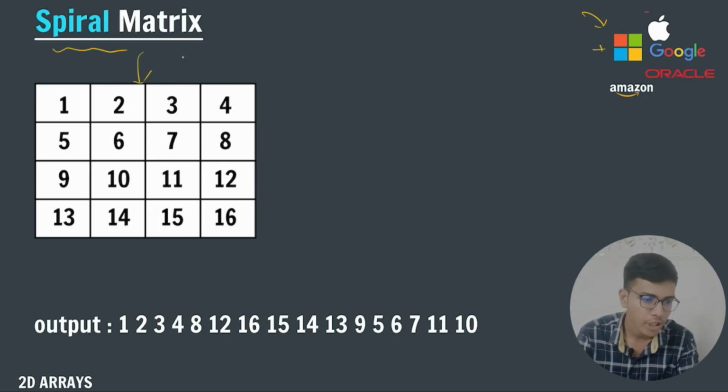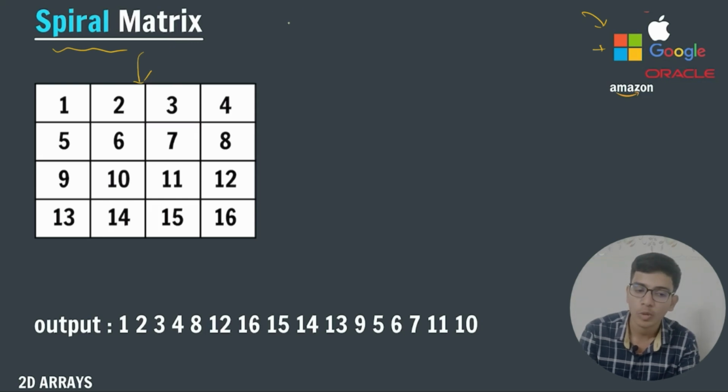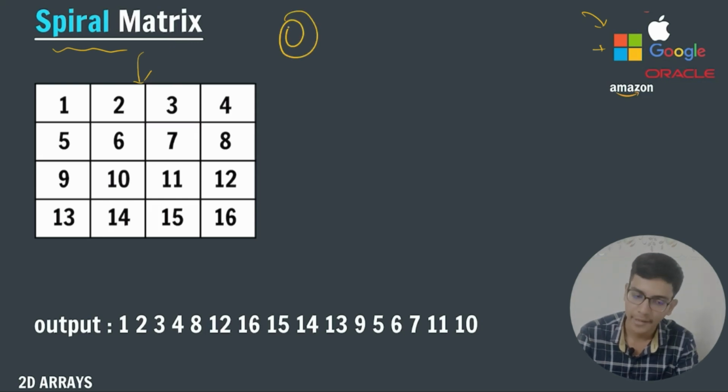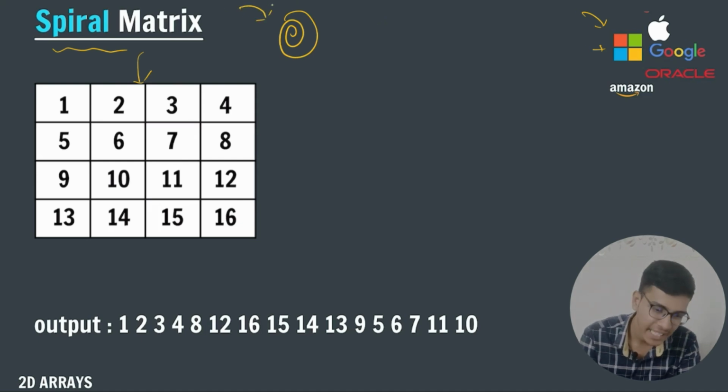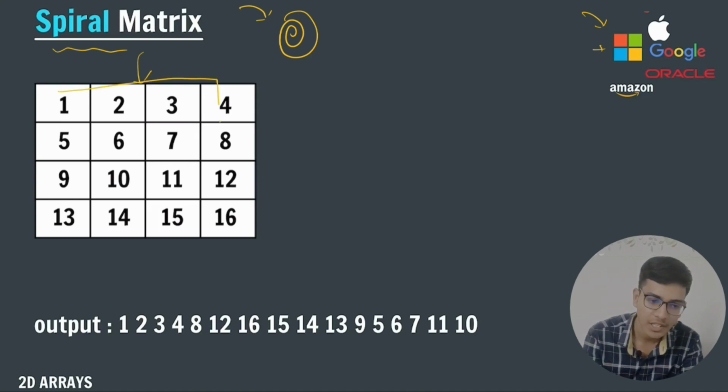Now in this question, the user has given me a two-dimensional array, and we have to print our output in the form of a spiral matrix. So what is spiral? Spiral is like this kind of diagram. I want to print the elements in this fashion.